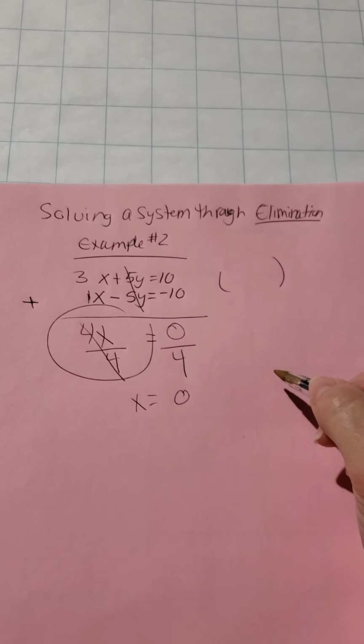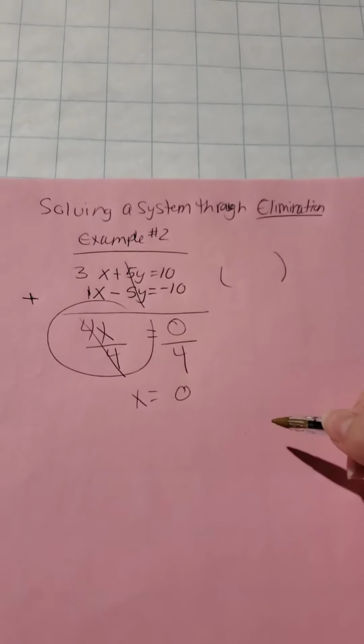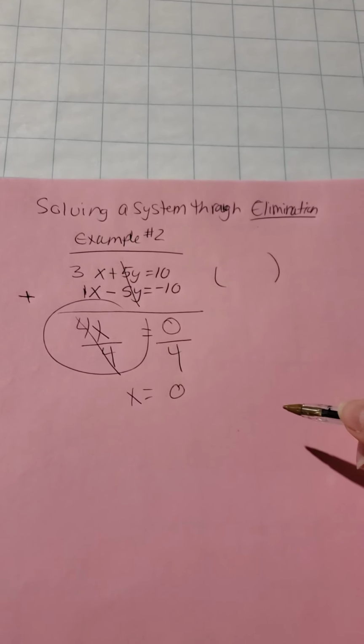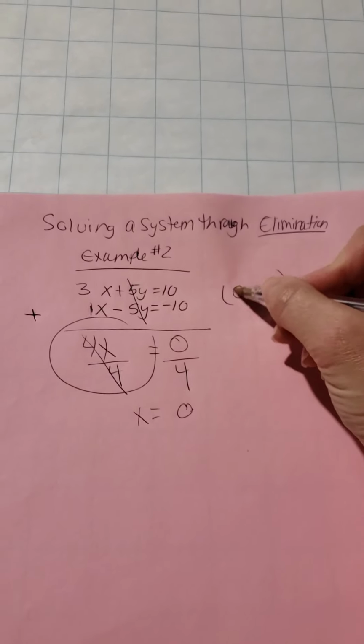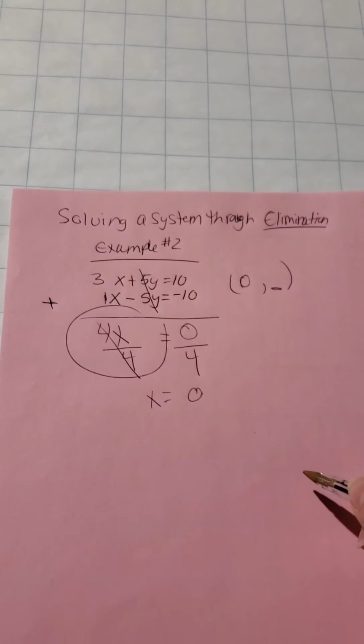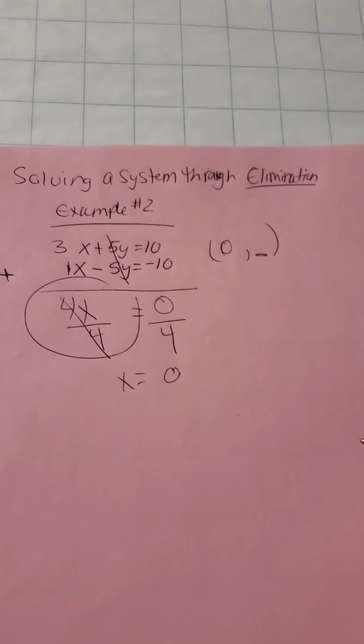Remember, a solution is an ordered pair. It's a place on a graph where two equations or lines cross. So right now we know where the x is. It's at 0. We don't know our y. We need our y, okay?